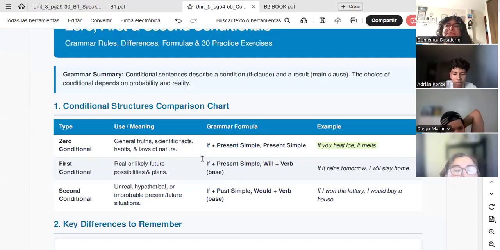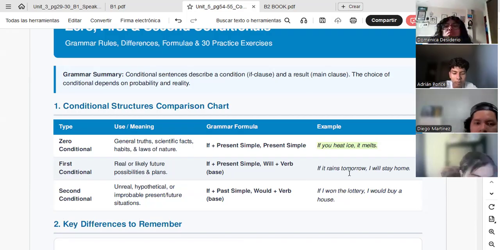So now the structure, if plus present simple, and in the main clause we use will. Will plus base verb. So if it rains tomorrow, I will stay at home. Si llueve mañana, me quedo en casa. Me quedaré en casa. So present simple plus will.